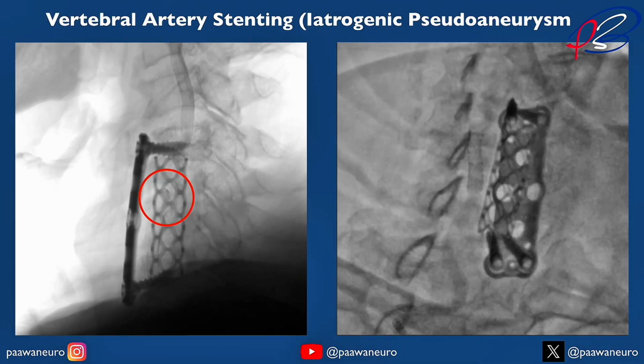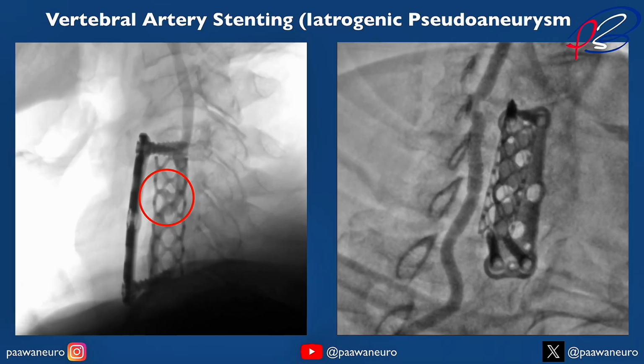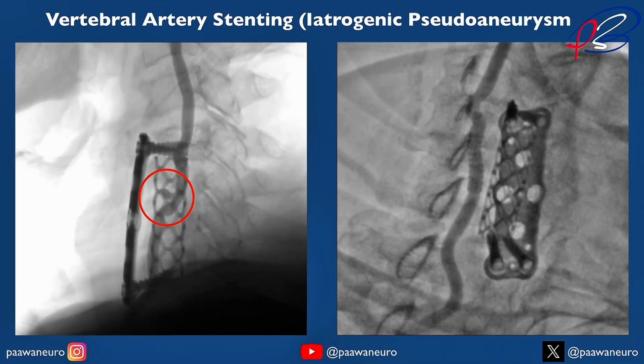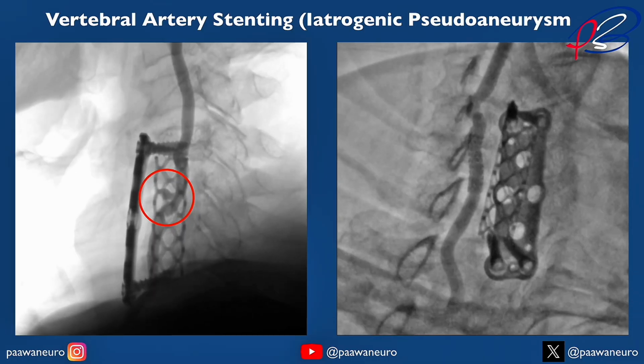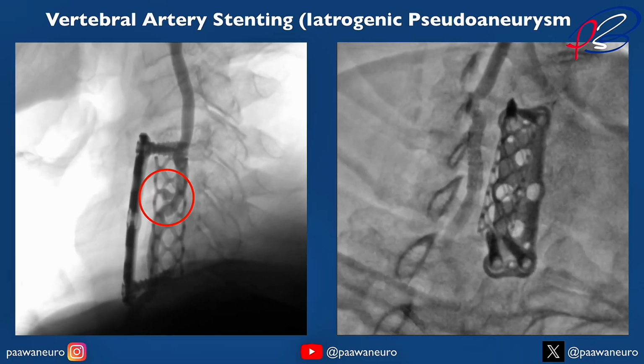This patient has sustained injury to the right vertebral artery during an anterior cervical surgery outside Nepal and had developed a pseudoaneurysm. We did a vertebral artery stenting to exclude the aneurysm from the circulation.